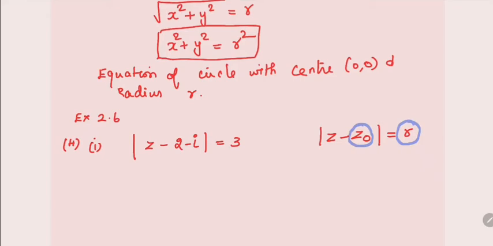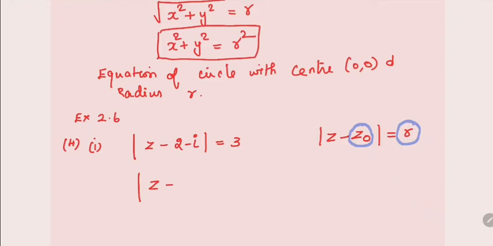So how should it be in the form? It should be written within the modulus. You will have z, in between you will have minus, and next you write z0. Comparing the given equation with the standard form, we write it as modulus of z, in between you should have minus.